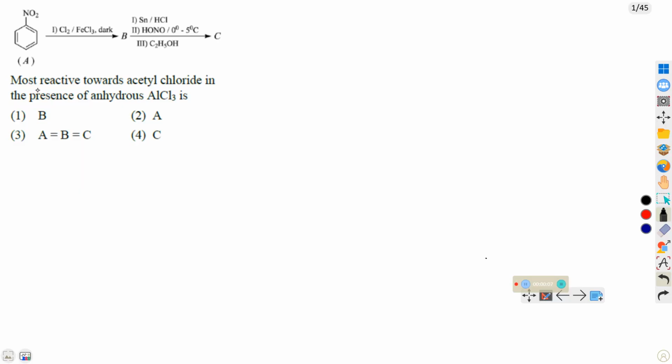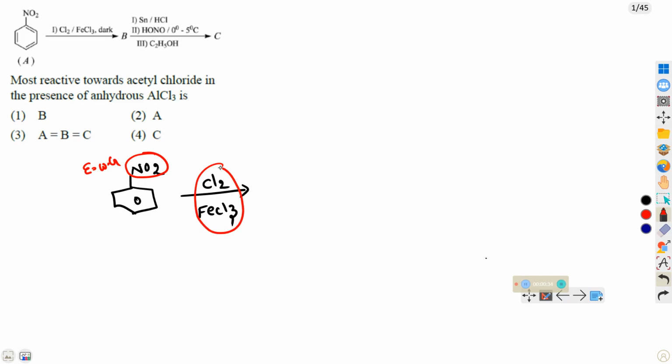Identify B and C. Most reactive towards acetyl chloride in the presence of AlCl3 is? A is given as nitrobenzene. Nitrobenzene reacts with chlorine in the presence of FeCl3. The NO2 group is an electron withdrawing group. Chlorine in the presence of a Lewis acid, halogenation takes place. It substitutes chlorine at the meta position because the NO2 group is an electron withdrawing group.